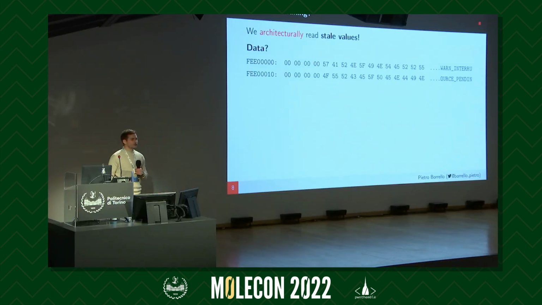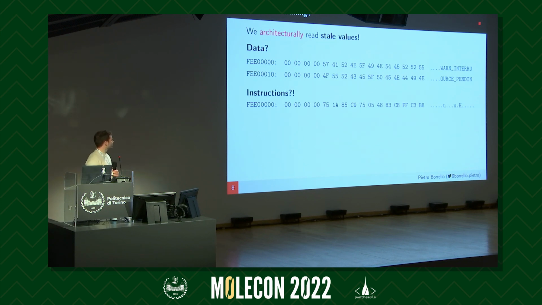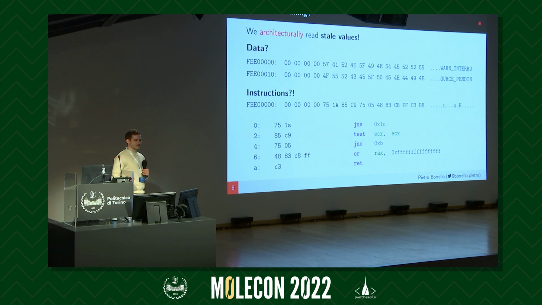If we continue to leak data, we are continuing to architecturally leak just by dumping the APIC stale values in the CPU. And we can see data that is leaked, but also we can continue and see other stuff. And in this case, it's instructions. We can even disassemble that and see that, okay, we're leaking data, we're leaking instructions. What is happening?